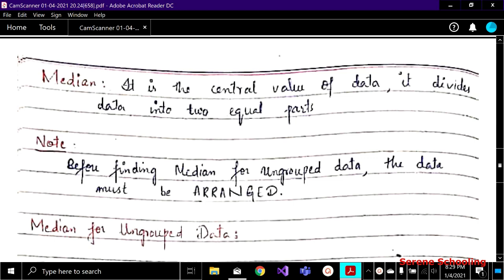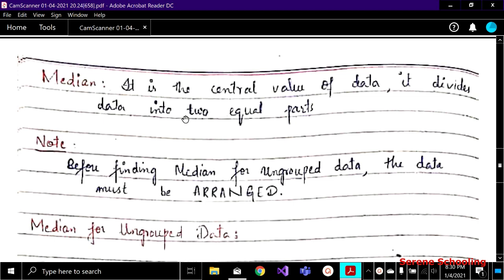Now we will see another measure of central tendency, that is our median. Median is the value that divides the array of data values into two equal parts. It is the central value, the mid value, that divides the data into two equal parts. We will see this for grouped data as well as ungrouped data, with formulas.